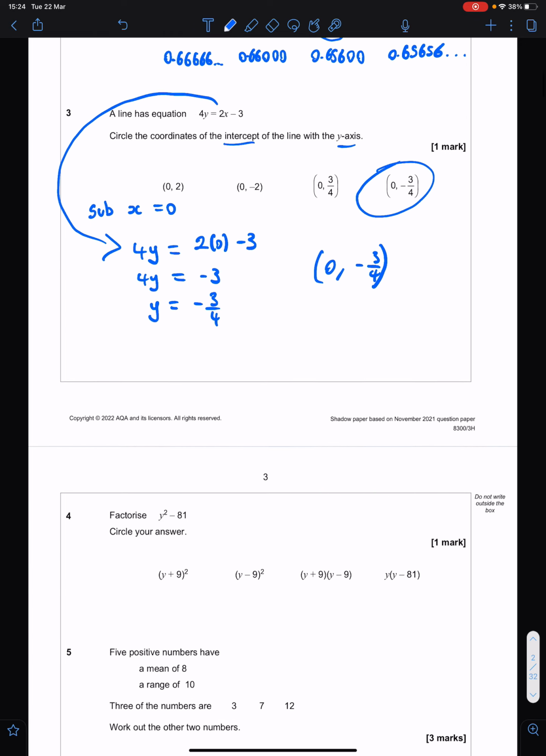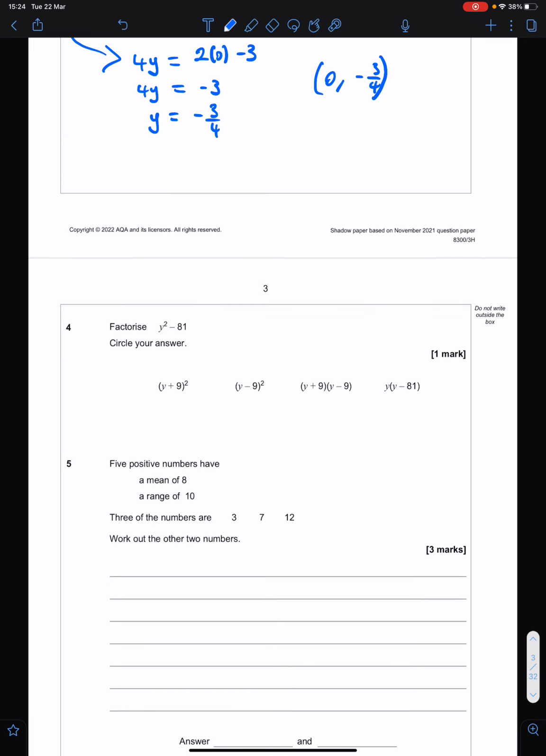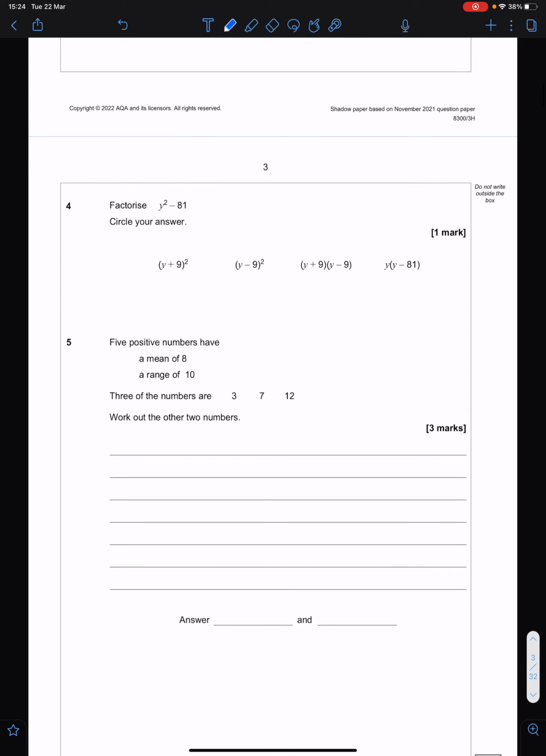Let's go. Okay, we've got number 4. Factorize y squared minus 81. Okay, well, this one's just the difference of 2 squares, isn't it? So we've got 2 brackets. Square root of y squared is y. The square root of 81 is 9. And then one is plus and one is minus. So it's going to be this option here.